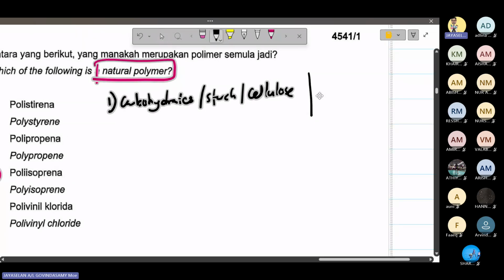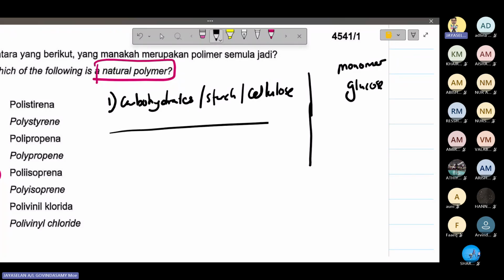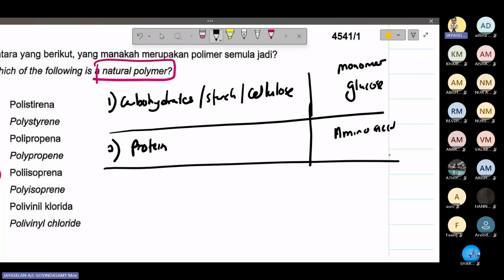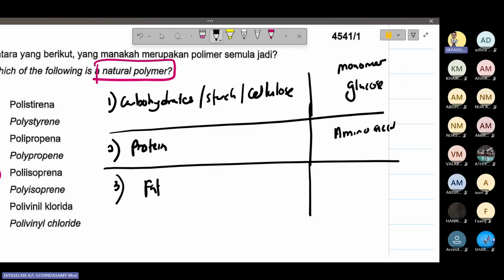So the monomer is the small basic unit. What is the name of the monomer? Glucose. Number two will be protein. What is the basic unit of protein, you guys remember? Amino acid. Number three will be fat. What is the small unit of fat? Glycerol plus fatty acid.